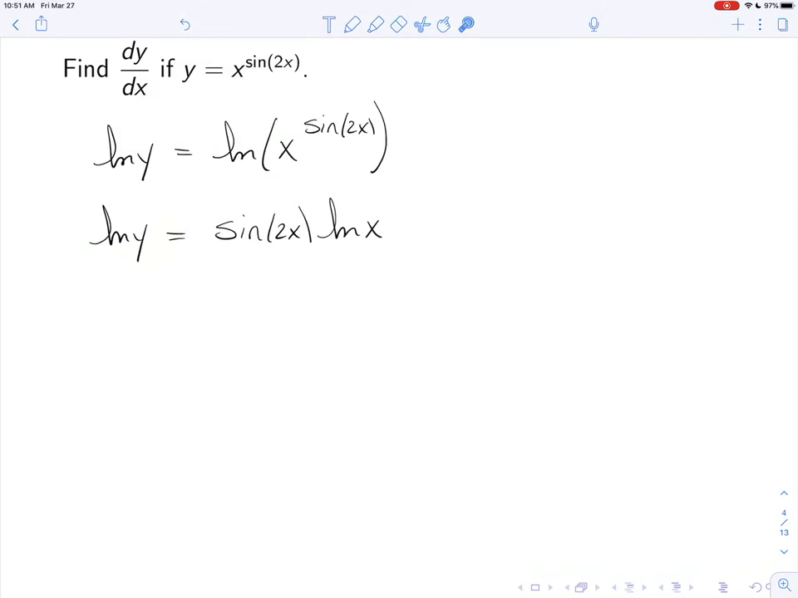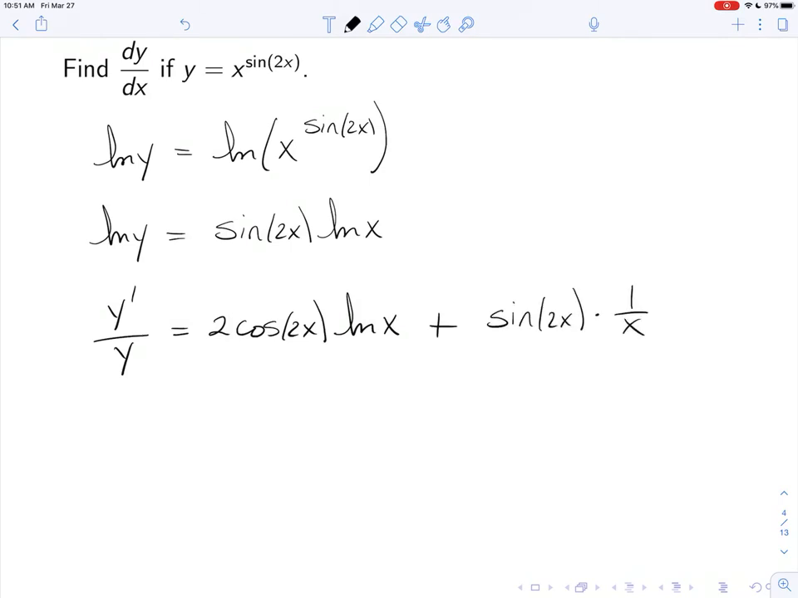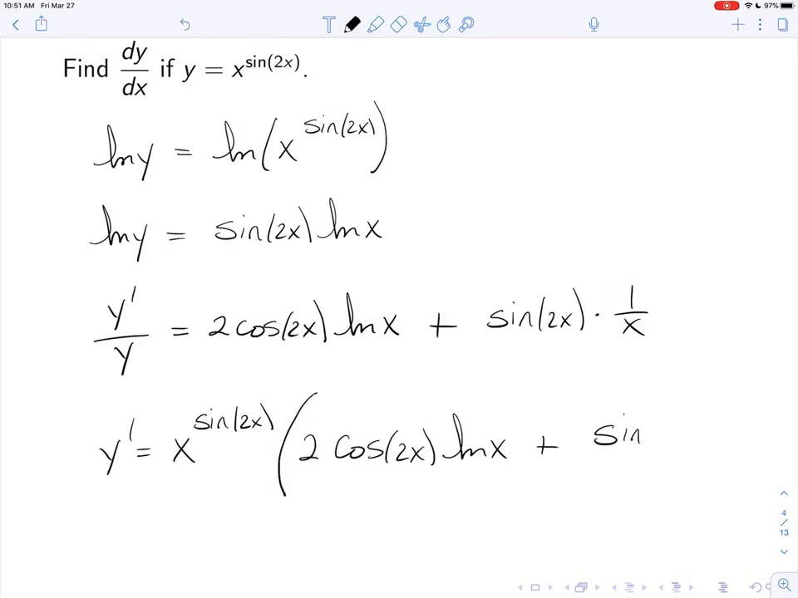On the left side, the chain rule says it's the derivative of the inside over the inside, so y prime over y equals, on the right side I have a product. The derivative of sine of 2x is going to be 2 cosine of 2x using the chain rule, times ln x, plus sine of 2x times the derivative of ln x, which is 1 over x. And so finally I'm going to get y prime is my y, which I'm going to write in terms of x, x^(sin 2x), times 2 cosine of 2x ln x plus sine of 2x all over x.